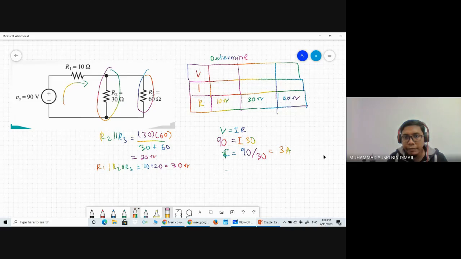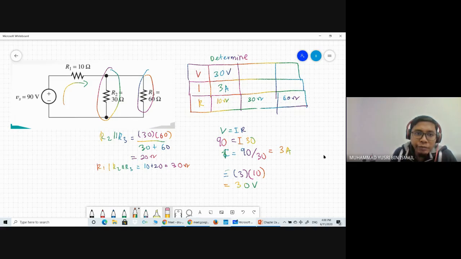Okay, now we have the current flowing at the 10 ohm resistor, which is 3 ampere. Then the voltage is 3 times 10, which is equal to 30 volt. Now the remaining voltage will flow to R2 and R3, and the remaining voltage will be 90 minus 30, which is equal to 60 volt. So now you get the voltage of R2 and R3, which is 60 volt.